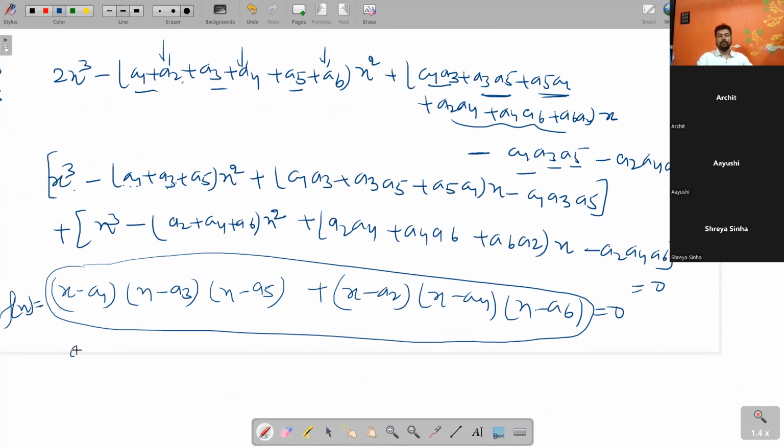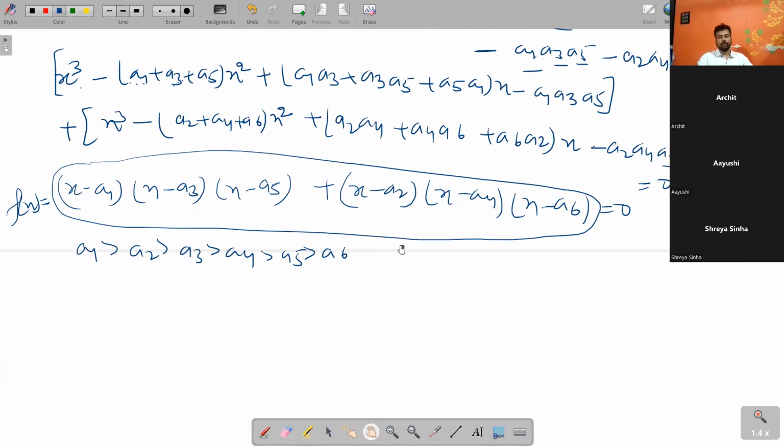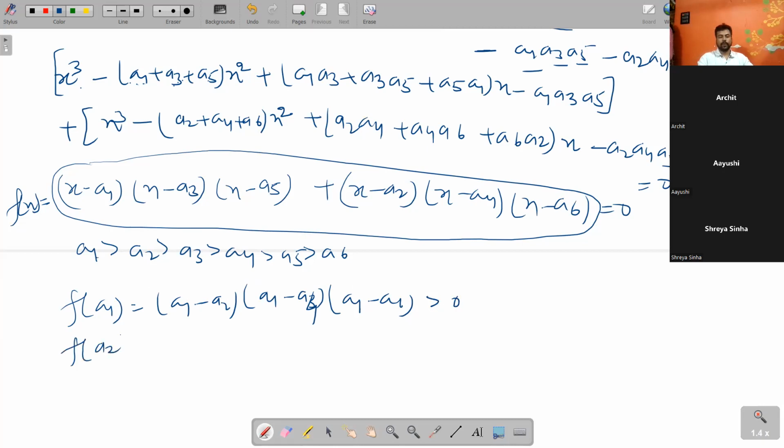Now we have been given A1 is more than A2 is more than A3 is more than A4 is more than A5 and more than A6. How will I use this? See, I'll find f of A1. Put x equal to A1 in this equation. So A1 minus A1 is 0, the complete term will be 0, and here we'll have (A1 minus A2), (A1 minus A4), and then (A1 minus A6). You know that A1 is the largest value, so this is positive, and this is positive. So this is positive.